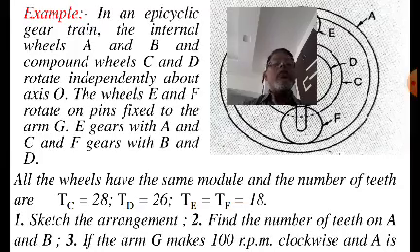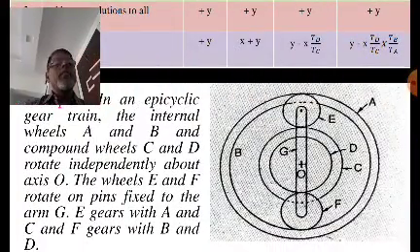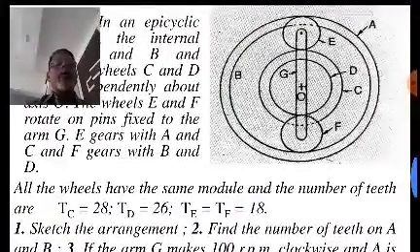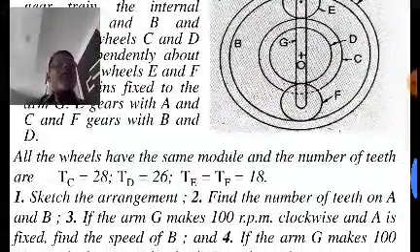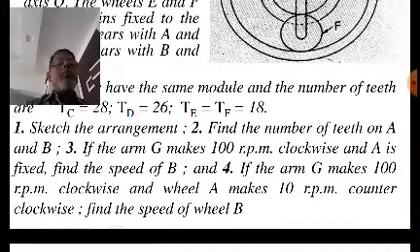So he has asked to sketch the arrangement. The arrangement is this only, right? Whatever is shown in the diagram, but in this question he has not given this diagram. You have to sketch the diagram according to the given data. And then he has asked to find the number of teeth on A and B. If the arm G makes 100 RPM clockwise and A is fixed, find the speed of the B.